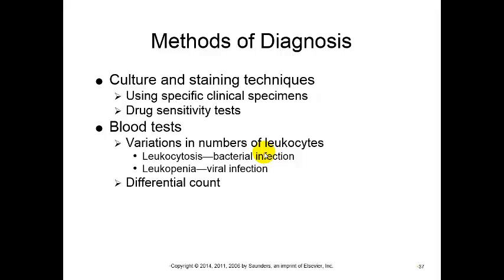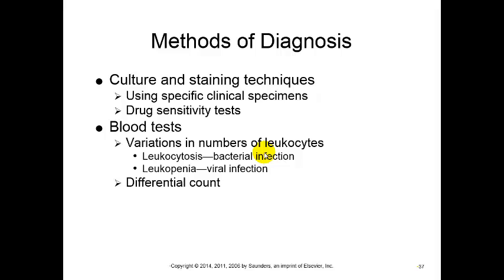We can do blood tests, which look at our white blood cell count, and by seeing whether it's really high or really low, it can indicate whether it's a bacterial or viral infection. If it's really high, we call that leukocytosis, and that means it's a bacterial infection. Bacterial infections usually cause lots of white blood cells to be made and grow. If it's a viral infection, that can lower the white blood cell count.